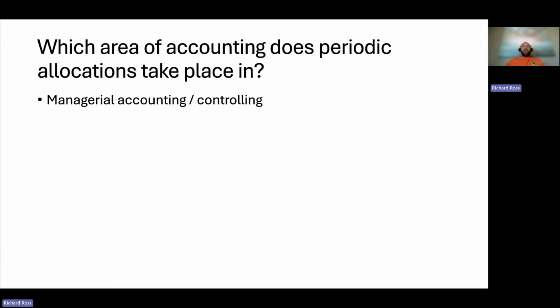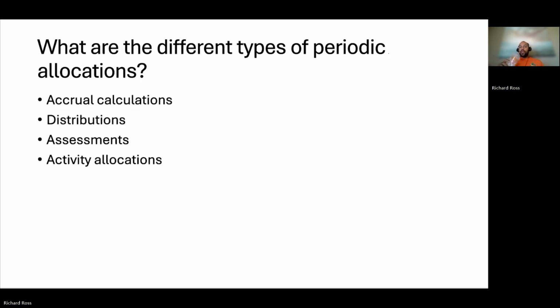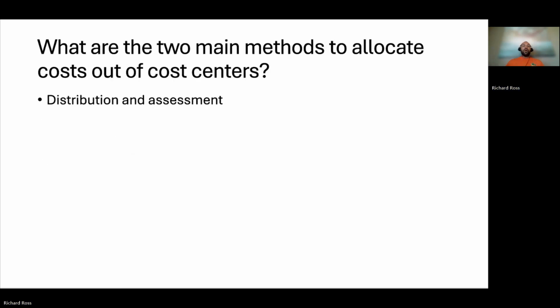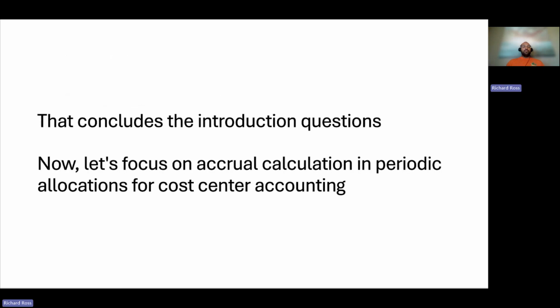Which area of accounting does periodic allocations take place in? Managerial accounting / controlling. What are the different types of periodic allocations? Accrual calculations, distributions, assessments, activity allocations. What are the two main methods to allocate costs out of cost centers? Distribution and assessment. That concludes the introduction questions.